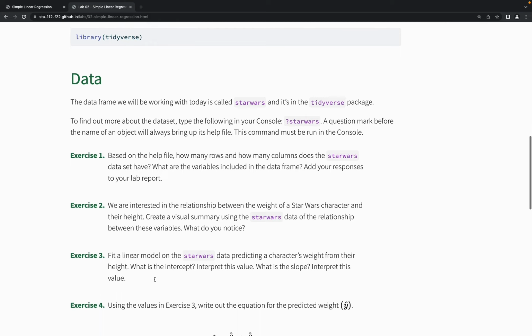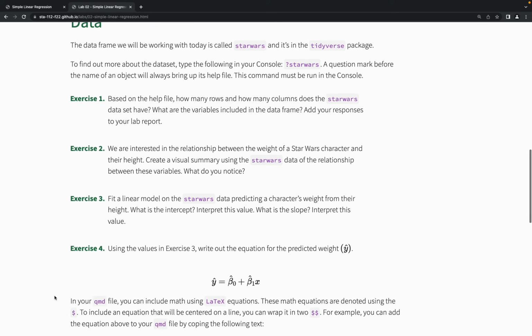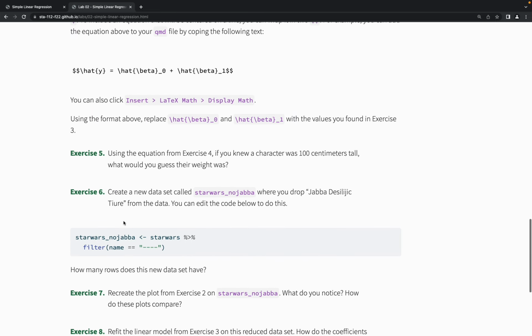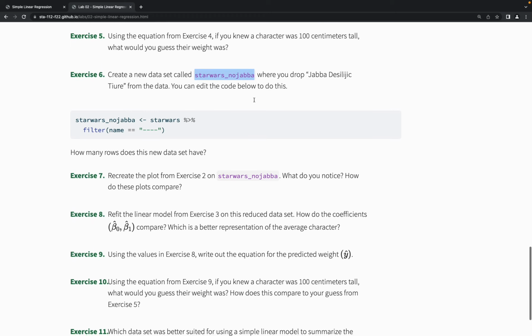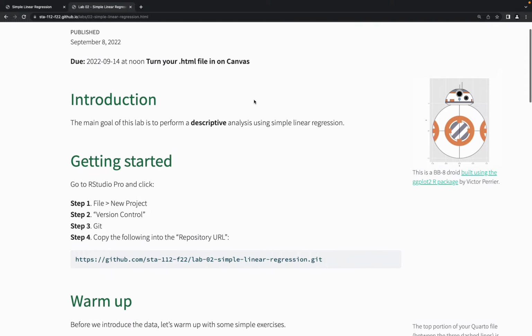And what I want you to do is these first couple exercises are using all of the observations in the Star Wars data set to predict the weight from a character's height. And then these last parts are going to be creating a new data set like what I was using in the slides that removes one of the observations. We're going to remove Jabba from the data and see how those plots and also how those estimates from the linear models compare. So you can go ahead and get started on that, and I will be here to answer all of your questions.